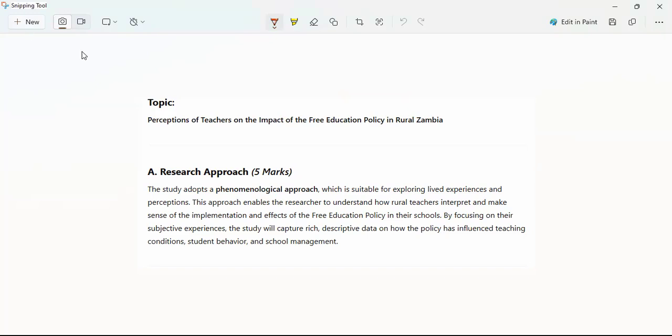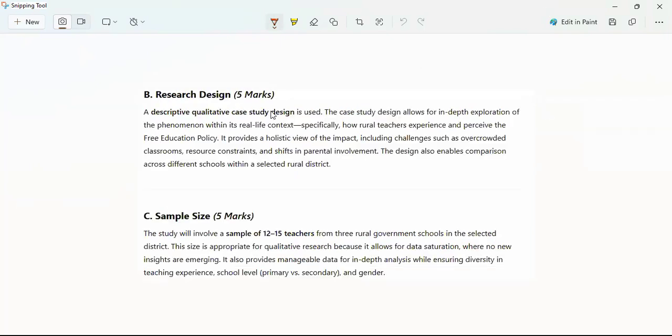What do you think can be the appropriate research design? Unfortunately, he said he just wants even simple answers. I don't know that I can just give you the whole 5 marks by just mentioning a descriptive qualitative case study. That's all. But of course, some justification will be needed: the case design will allow for in-depth exploration of a phenomenon. Since you're looking at the rural setting itself, you're not looking at other areas.